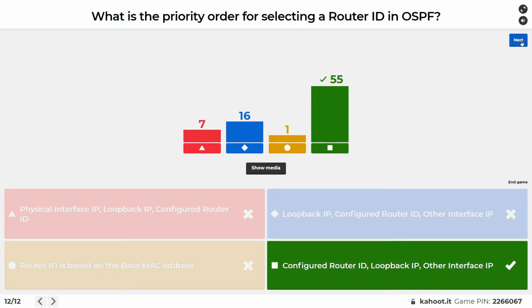Boom! This is when OSPF first comes up. Configured router ID, done deal. No configured router ID, the highest IP on a loopback interface, done deal. No loopback interfaces, the highest IP address on any other interface that you may have on that device, and that is going to be the router ID that it is going to use.